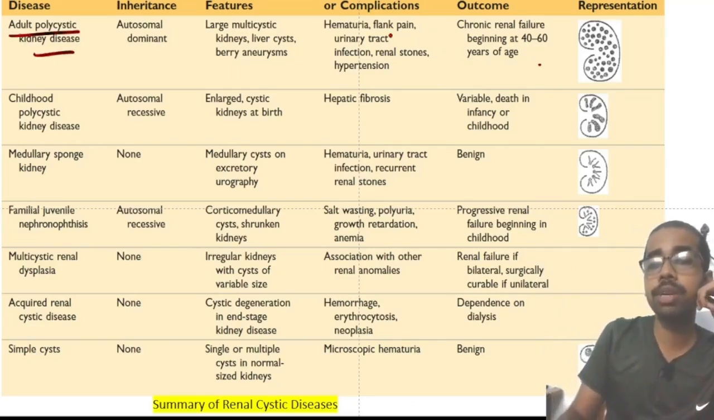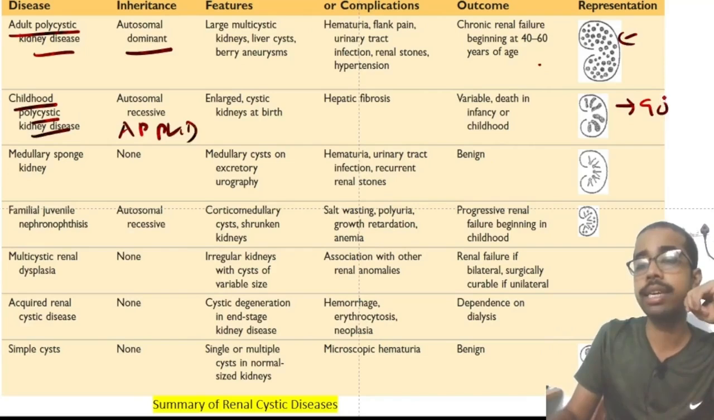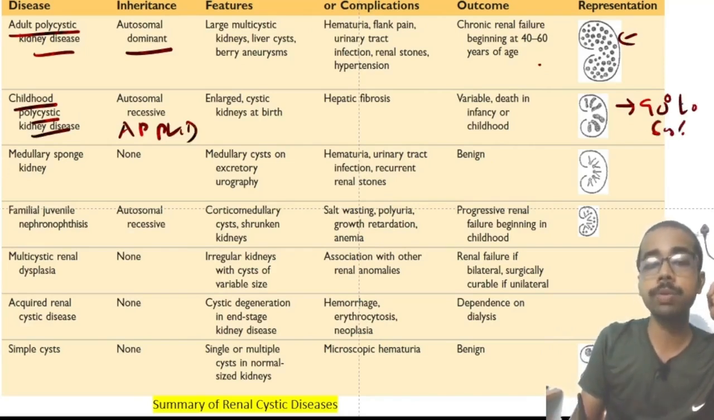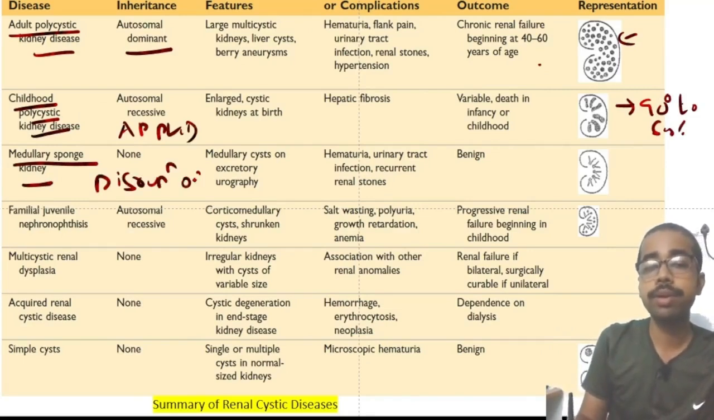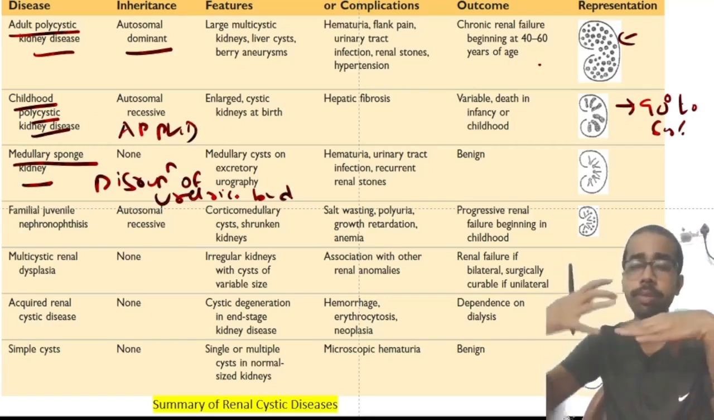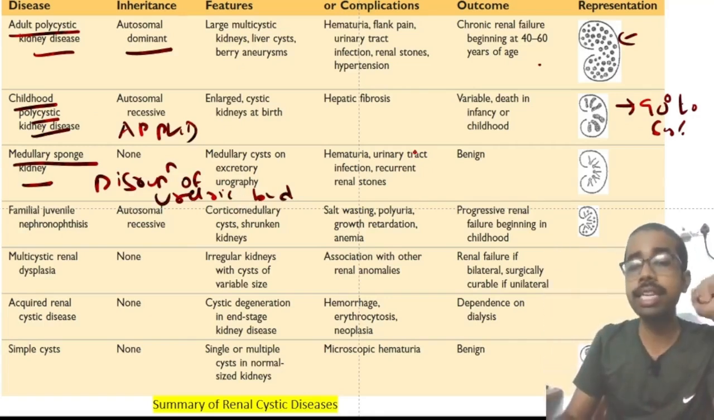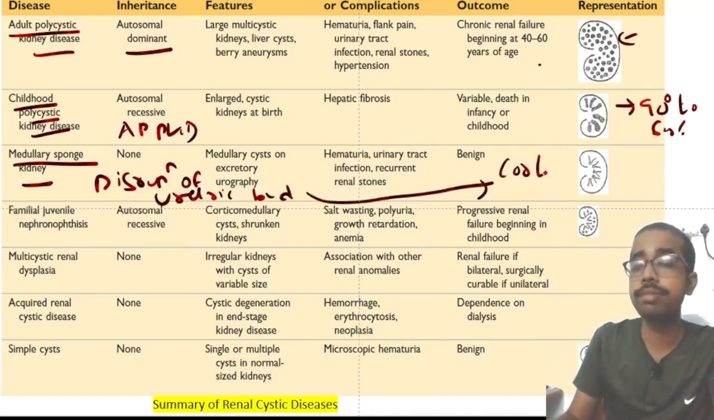ADPKD: you are talking about hepatic cyst, adult, autosomal dominant, and enlarged kidney. If you are talking about childhood polycystic kidney disease, it's ARPKD, and the surface is smooth, with cysts at 90° to the surface. Medullary sponge kidney is a different entity. It is due to disruption of the ureteric bud. At the metanephric interface, metanephros and ureteric bud combine, and if there is a disruption of the ureteric bud at the interface, the cysts will be at the corticomedullary junction.